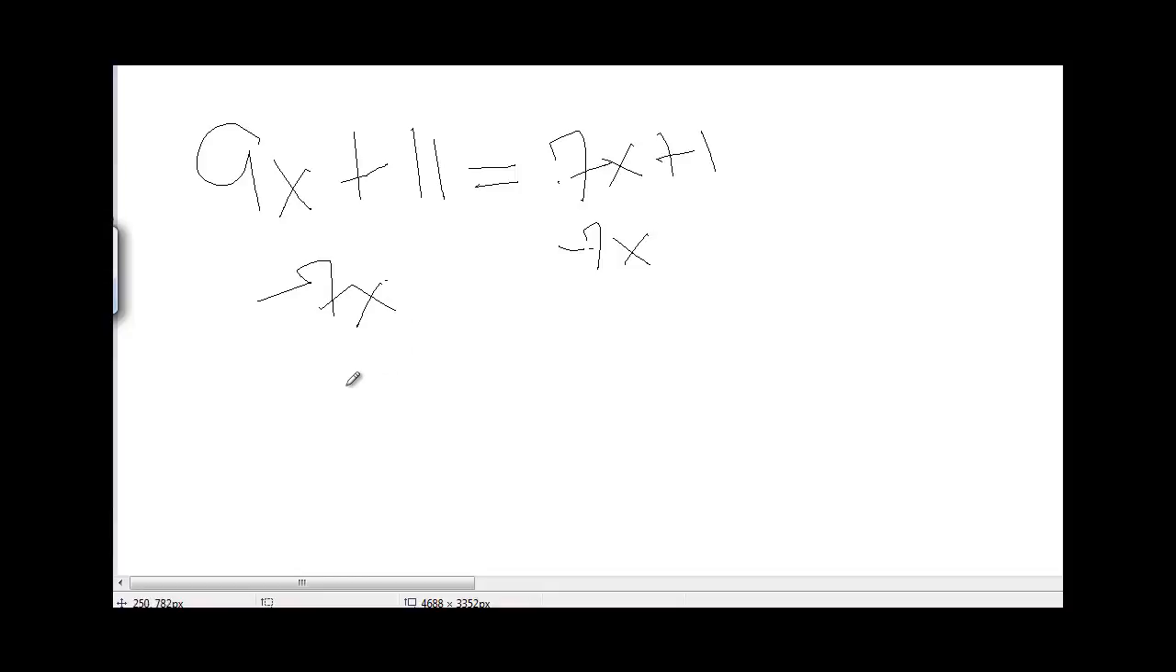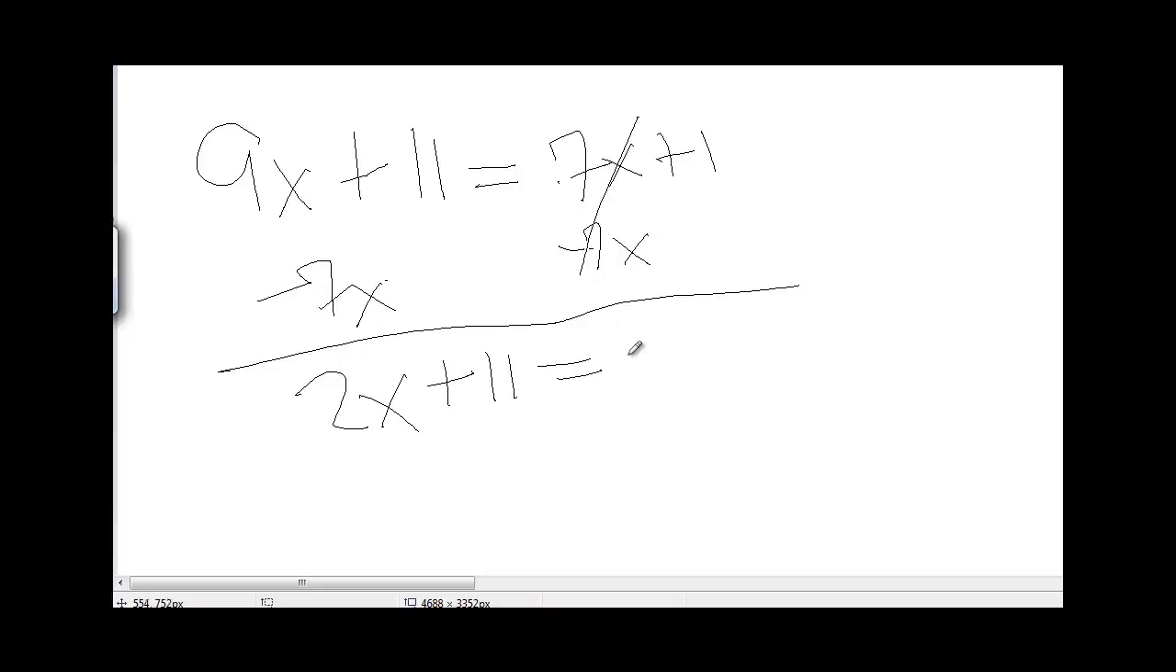So I get, let me draw my line, 2x plus 11 is equal to, these cancel, 1. Positive 1, of course. And now what I'm going to do is subtract 11 from both sides so I can isolate this x. So I'm subtracting 11, and I wind up with 2x is equal to positive 1 minus 11, which is negative 10. And I divide both sides by 2.